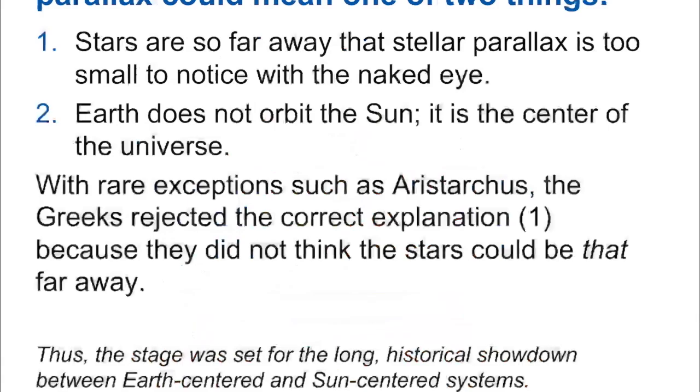Well, the Greeks, with a few exceptions, like Aristarchus, rejected one, which of course is correct, and accepted two. But let us reject two and accept one. The stars are so far away that stellar parallax is not noticeable to the naked eye. And the stage was set for a long historical showdown between Earth-centered and sun-centered. Even when the heliocentric model was accepted during the Copernican revolution, stellar parallax was still not measurable. It was still that small.